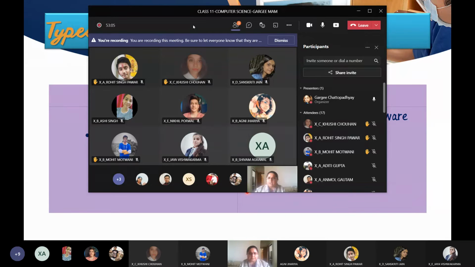Understood, Kushi? Yes, ma'am. And ma'am, one example for general purpose software? General purpose software: Word, Excel, PowerPoint, your Photoshop, all these types of software which we use on our computer.